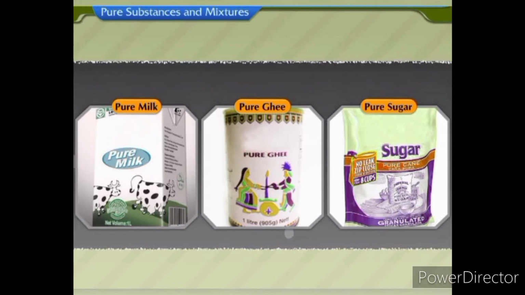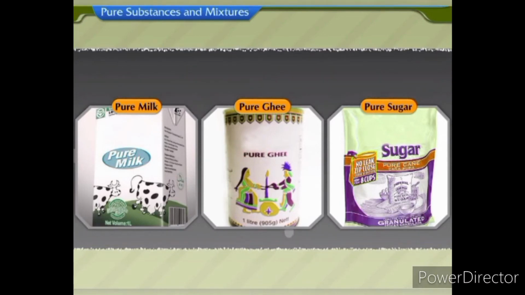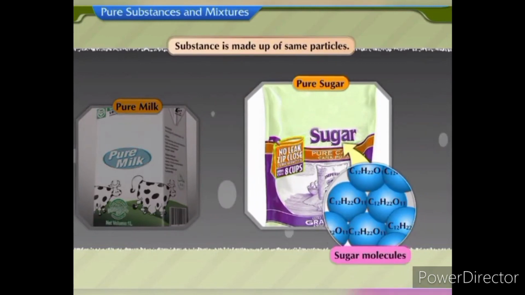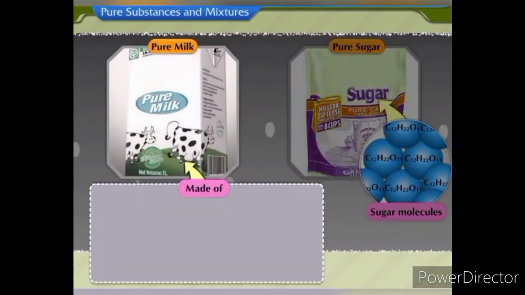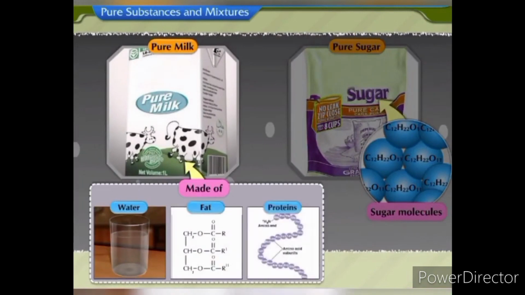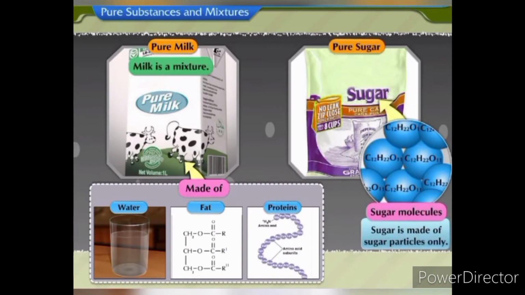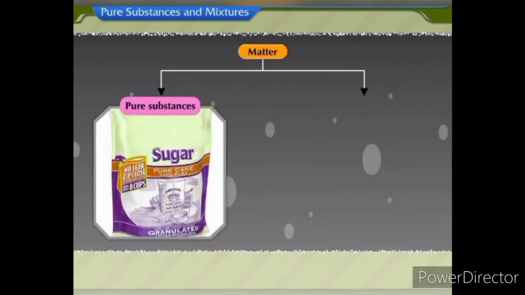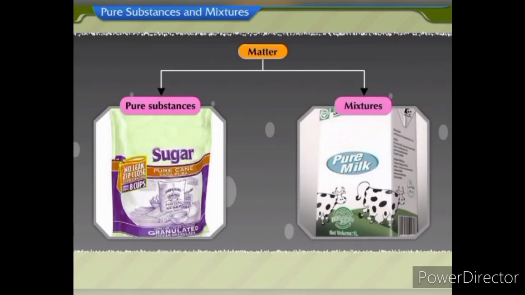In science, when we say that something is pure, it means that the substance is made up of the same particles throughout. Milk is made of water, fat and proteins. Hence, it is a mixture and not pure. On the other hand, sugar is made of sugar particles only. Hence, it is a pure substance. Thus, matter around us comprises two types of substances, pure substances and mixtures.